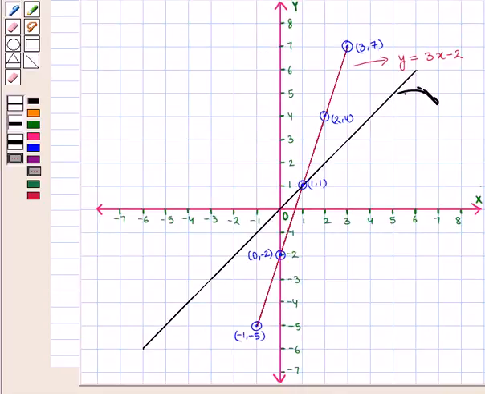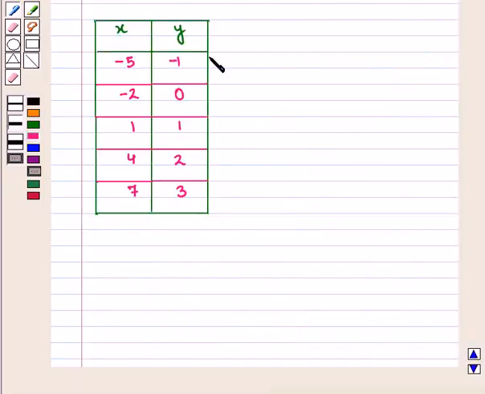Here, this black line represents the graph of the equation y is equal to x. Now, if we interchange the values of x and y in the above table, then this will be the table of values for the inverse function.